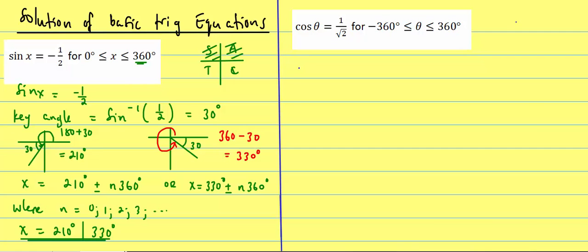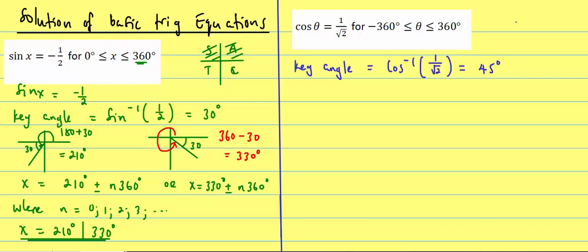Turning our attention to the second equation, I'm going to proceed in the same manner by looking firstly for the key angle. And remember, we have said that the key angle is going to be the acute angle found in the first quadrant. And so I'm just going to find the inverse cos of 1 over the square root of 2, and if you use your calculator, making sure that it's in degree mode, you will get 45 degrees as your key angle.